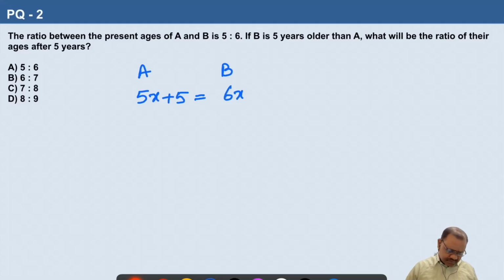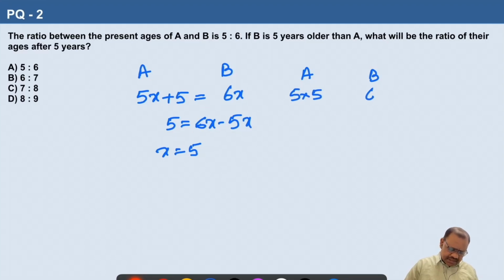Now we got the equation. Let us solve this equation. So 5x goes to right side, it becomes minus 5x. So x is equal to 5. So then what are the ages of A and B? A and B ages are 5x, 5 into 5, 6x, 6 into 5. So that is 25 and 30.